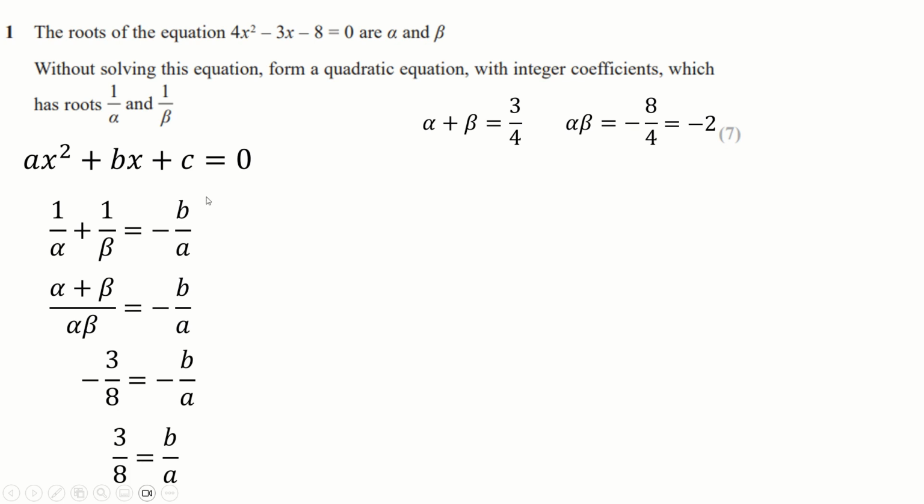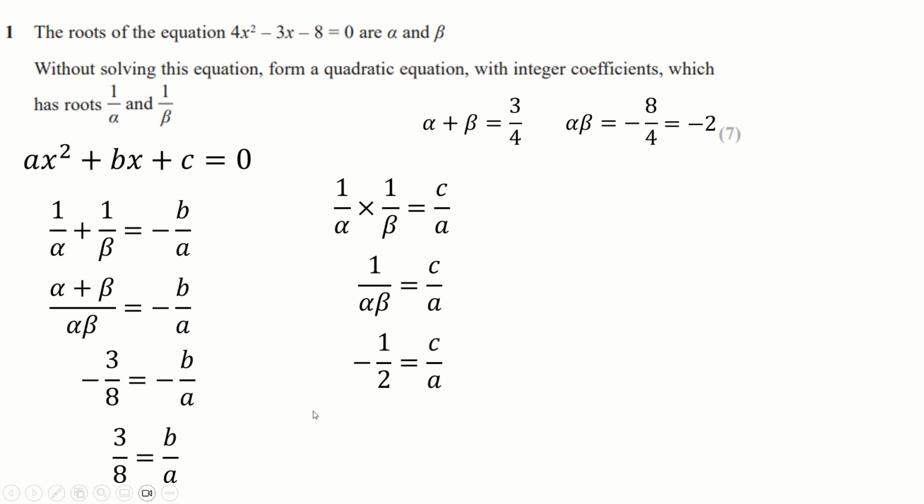Now I can set up that the two things times together must make c over a. So I can do that. Of course, that just makes this. Alpha beta is minus 2, so that makes this. And now what I'm aiming to do here is say b over a is 3 over 8, and c over a is 1 over 2.